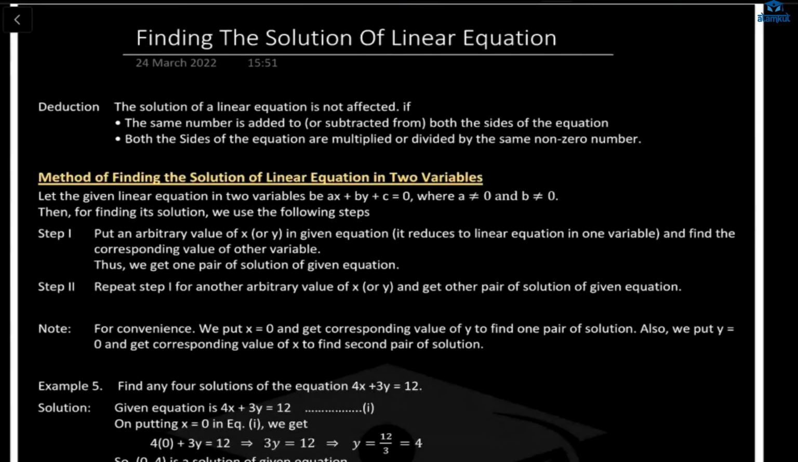Okay, now how can you find the solution of a linear equation in two variables? The way that I told you: you put x and then find the corresponding value of y. It's written in two steps. Put an arbitrary value of x or y in the given equation, and find the corresponding value of the other variable. Thus we get one pair of solution of the given equation, that means one ordered pair. Now repeat these steps, and you will find as many points as you want.